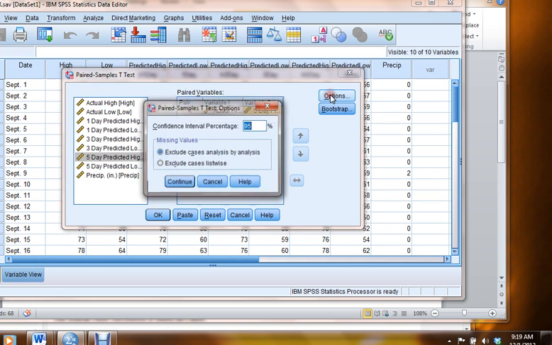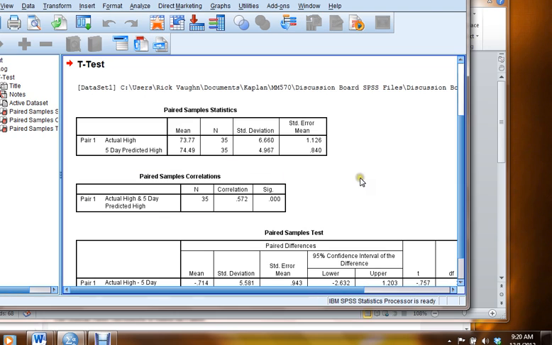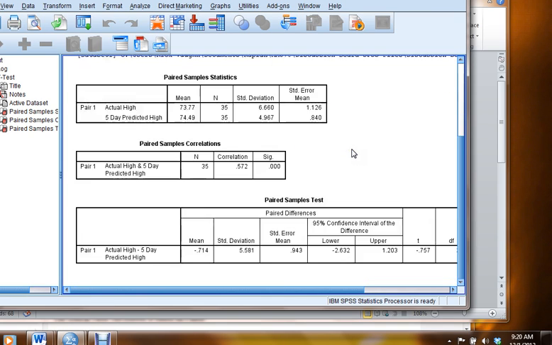I always like to look at these options, just to make sure that everything is what I want on here. We'll keep the confidence interval percentage at 95%. So then we'll just click OK. And up come our results in the output window of SPSS. Here we have some descriptive statistics: the mean, the n, the standard deviation, and the standard error mean. You have the correlation between those two variables.